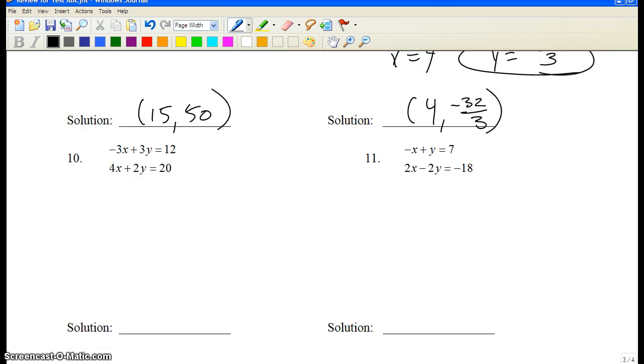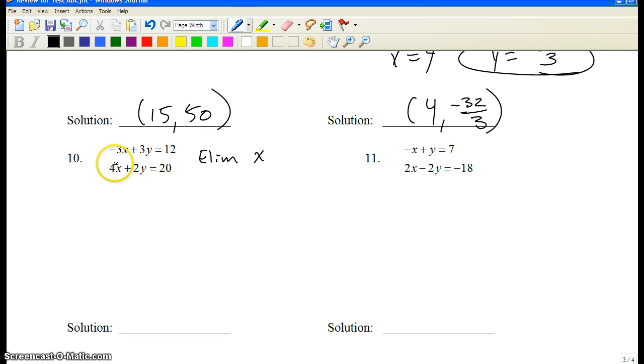Next problem. This one is not really set up for either of them, so you could do your favorite. My favorite is elimination. If I was doing elimination, I would multiply the first part of the problem by 4 and the second equation by 3, and that's going to get the x's to drop out, and we're going to eliminate x's.